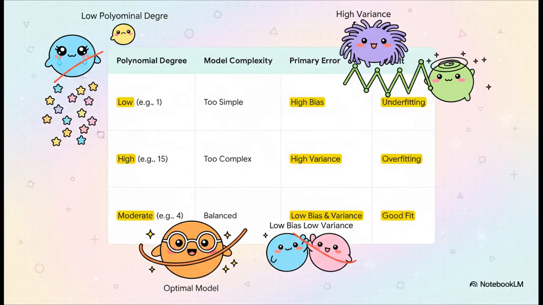So this table really just puts it all together for us. Look, when the polynomial degree is low, the model is too simple, and we're stuck with high bias or underfitting. When the degree is too high, the model's too complex, and we get high variance or overfitting. Our whole goal as a data scientist is to find that sweet spot right in the middle, that balanced model with low bias and low variance that gives us a genuinely good fit.